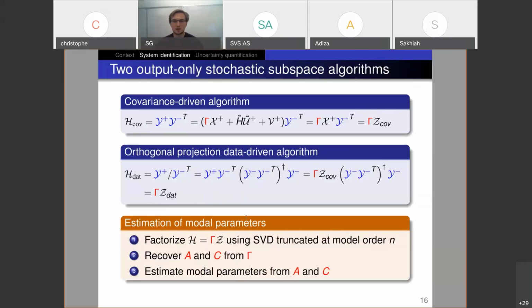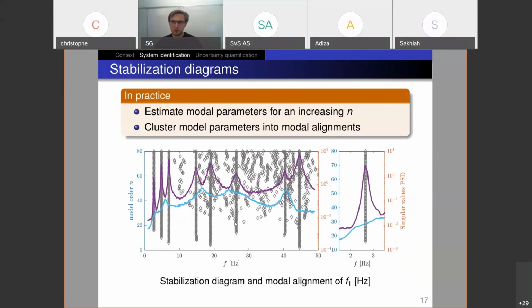But that is not the case in practice, since we don't know the model order, and we still need to identify our model parameters. So what we do in practice is that we estimate the model parameters for an increasing model order, which results in many estimates of the model parameters. And then we try to cluster those estimated model parameters into groups that have the same properties, which we can then say belong to the same mode. These are called modal alignments.